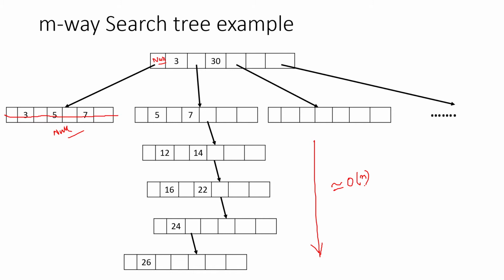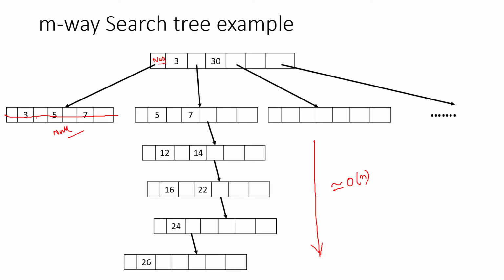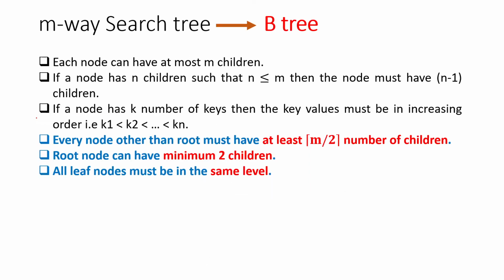So what we can do is put some extra rules over these three conditions, so that this problem can be minimized, and that will convert this normal generalized MOS search tree to a B tree. So it looks something like this.